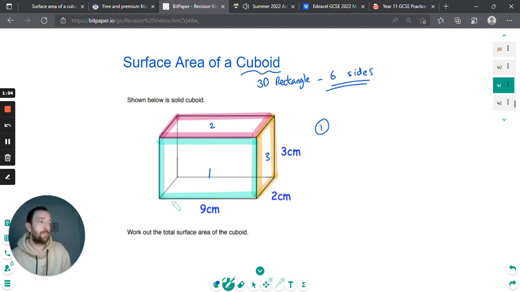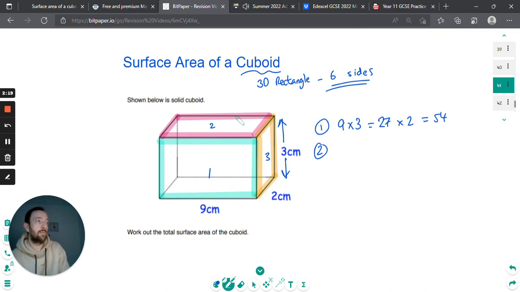So the first one, it's got a width of 9, and it's got a height of 3. Okay, there's our height. So it's got a width of 9 and a height of 3. So 9 times 3 is 27. But I'm going to double it. Okay, I'm going to double it because for every front side, there's also a side at the back. Okay, there's one identical to it at the back of the shape.